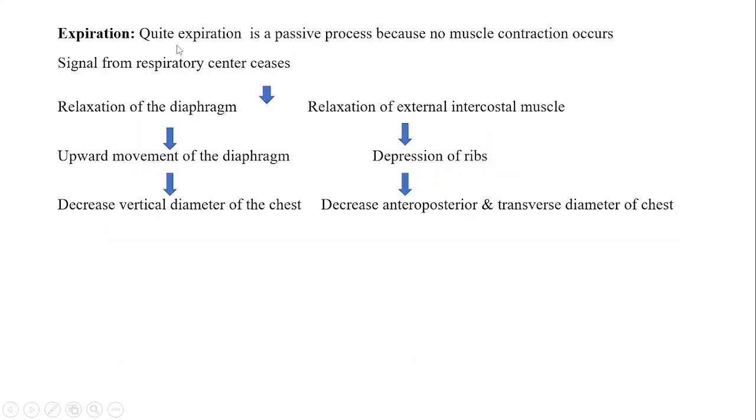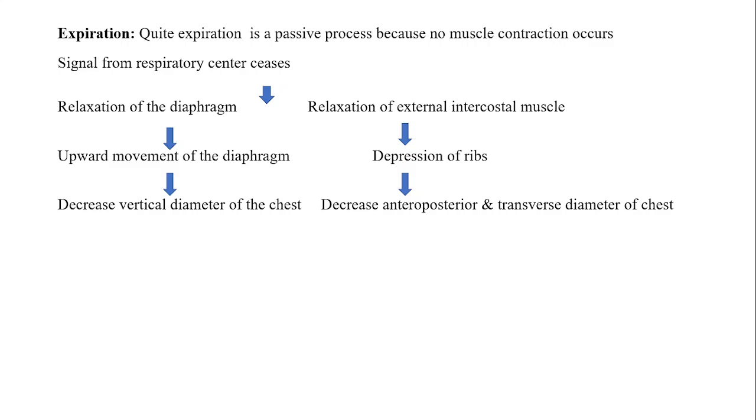And during quiet expiration, there is no requirement of muscle contraction because the lung elastic recoil tendency is enough for this to happen. The respiratory signal actually comes from the dorsal respiratory group of neurons for 3 seconds. Then it ceases. This signal will be ceased for the next 2 seconds, and when this signal is not coming from the inspiratory center, the muscles will go again into their previous states.